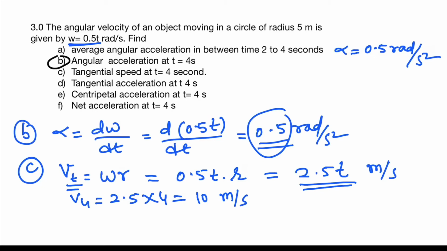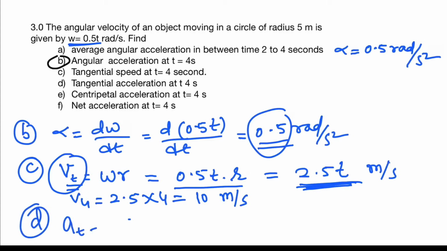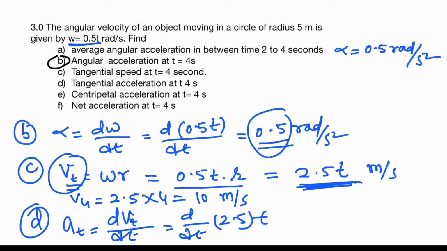Now the tangential acceleration at t equal to 4 seconds. Since the tangential speed is changing with time, that means there is a tangential acceleration. So for section D, the tangential acceleration at is equal to the rate of change of tangential speed with time, which is equal to the time derivative of 2.5 t. And this is equal to 2.5 meter per second square. The magnitude of tangential acceleration is constant with time. This is in line with the constant angular acceleration.